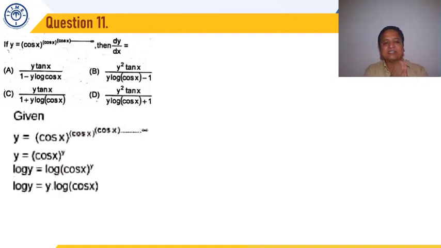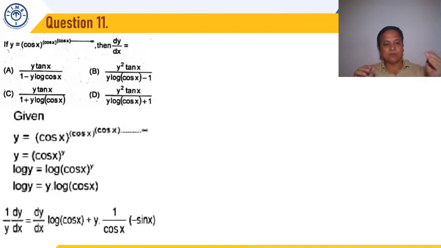Now we have to differentiate this equation. Left hand side is log y, right hand side is y log cos x. So on differentiating with respect to x, we get on the left hand side 1 upon y dy by dx. Log y differentiation is 1 upon y, but this is y, not x, so it is multiplied by the differentiation of y with respect to x, which is dy by dx.